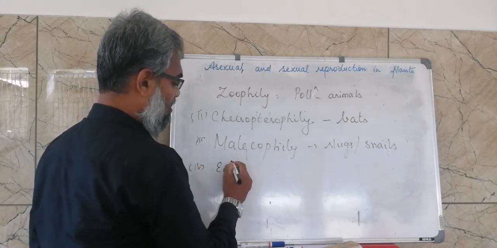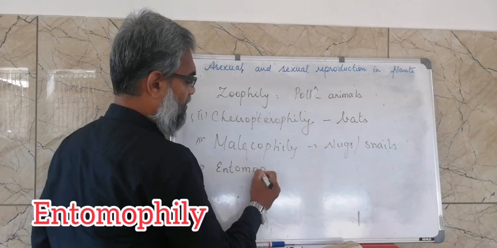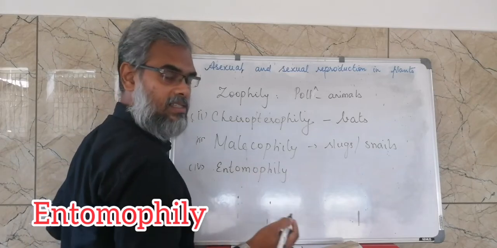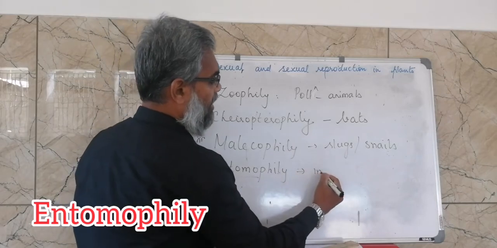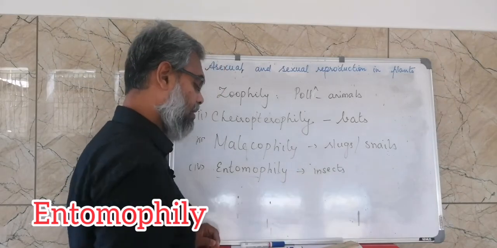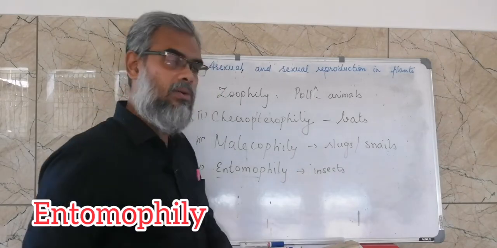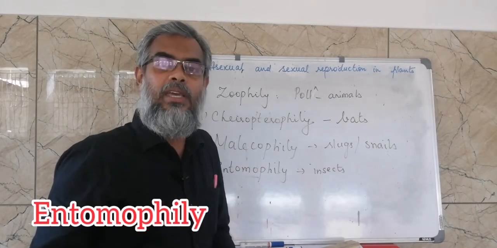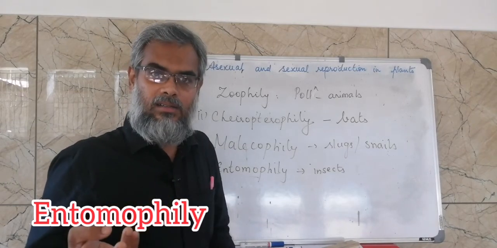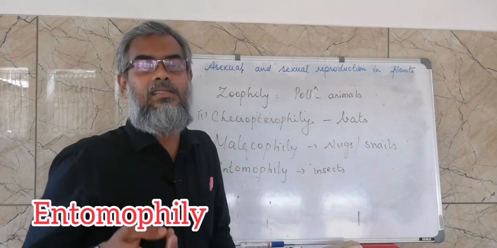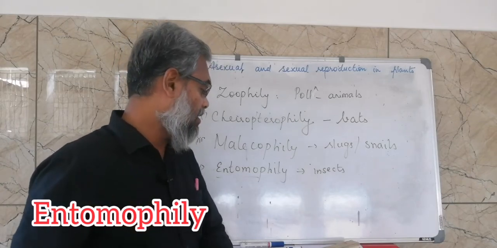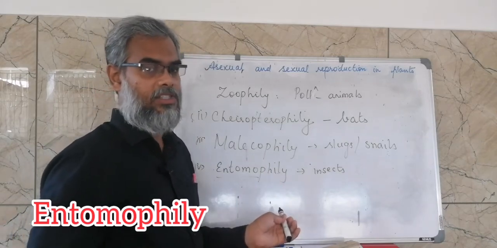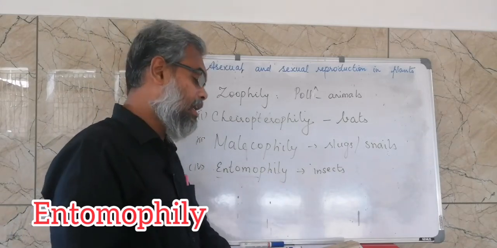Then the next one is Entomophily, which I already discussed earlier. Entomo means insects. So pollination by insects is said to be Entomophily. Insects, when we see bees, honeybees, beetles, wasps, butterflies, flies, all of them help in pollination. So that is said to be Entomophily.